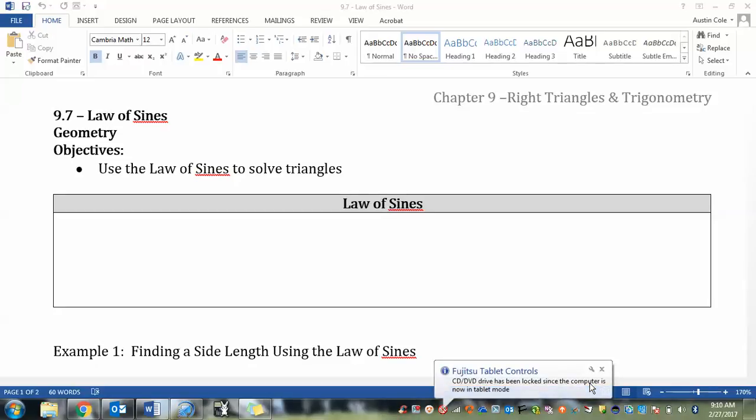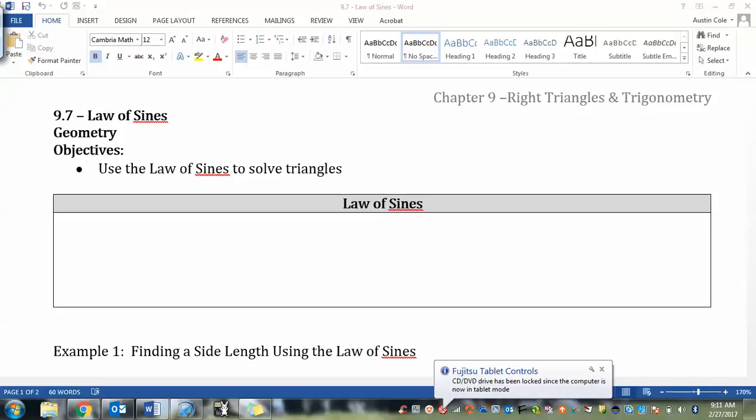Okay, 9.7 is the law of sines. Up until this point, everything we've done in this chapter has been with a right triangle. We've had to have a 90-degree angle to do whatever we've been working with, whether it's the Pythagorean theorem, special right triangles, similarities within right triangles, or SOHCAHTOA. Everything had to have a right angle. Well, not today. Law of sines works with any triangle.